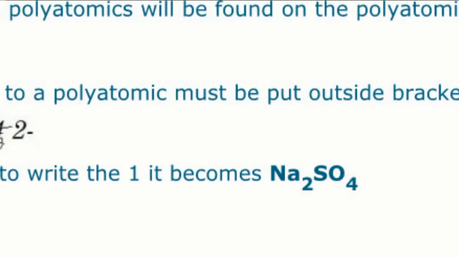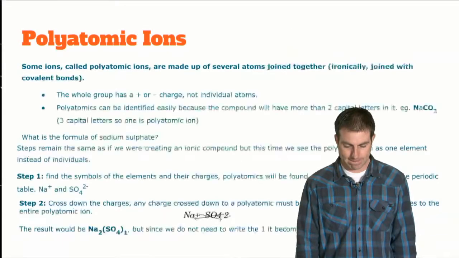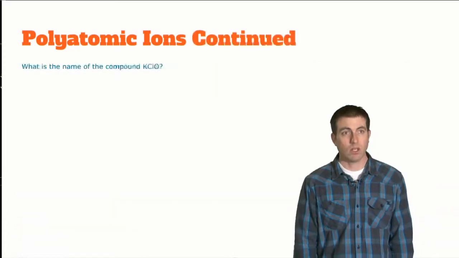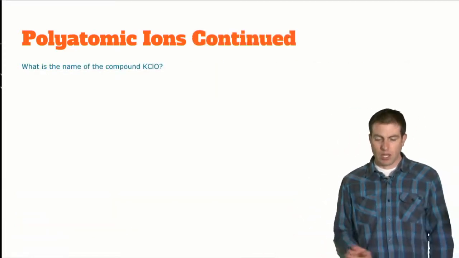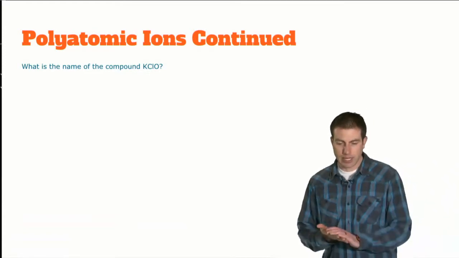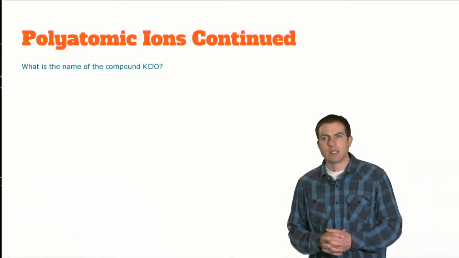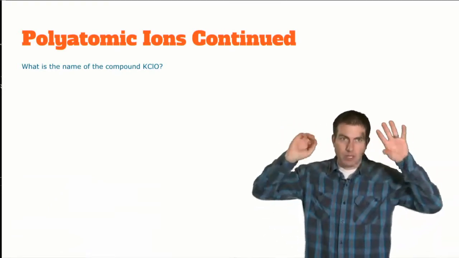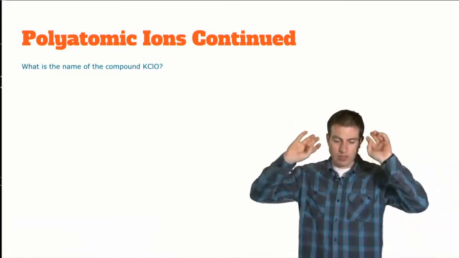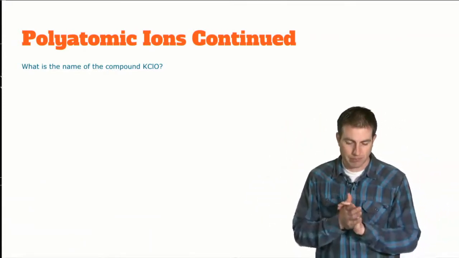Well, let's do this example first, and then we'll look at a few extra examples. What is the name of the compound KClO? What are we going to call that? Now, this is the point where in your brain, little light bulb, oh no, I see more than 2 capital letters. I'm dealing with a polyatomic.